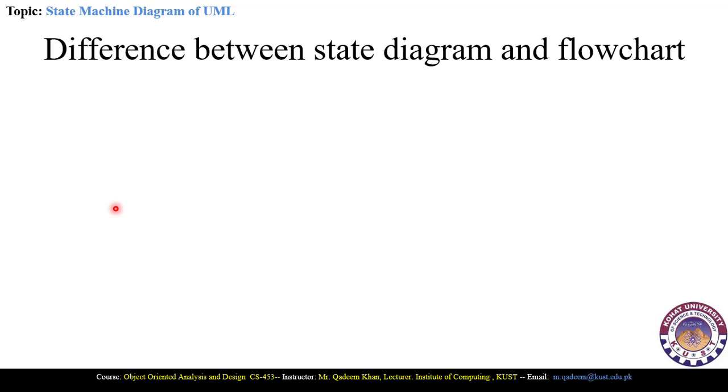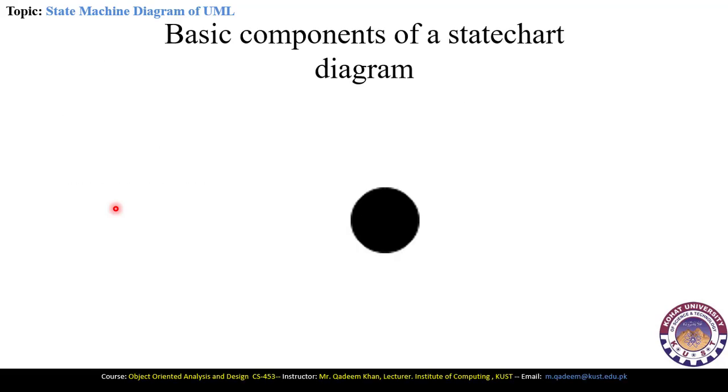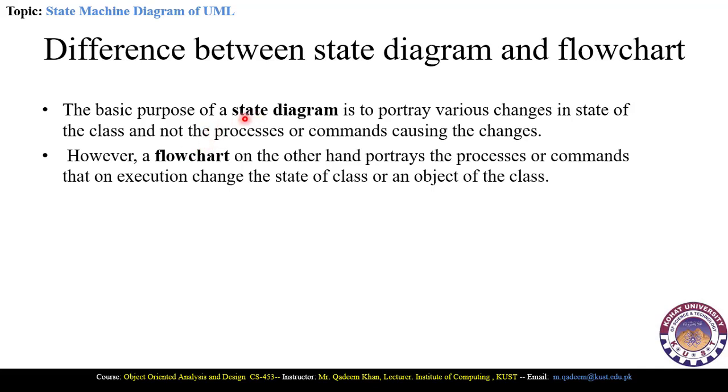Now, what is the difference between state machine and flowcharts? Mostly you have also used flowcharts for representing the logic of programs. We also use the state diagram to represent the logic of the program, but there is a difference between state machine and flowchart. As its name indicates, the state machine provides the changes in the state of the class, but it doesn't represent the process or commands which cause these changes. That means there is no certain sequence in the state machine diagram unlike the flowcharts, but here all the states are used as the actions.